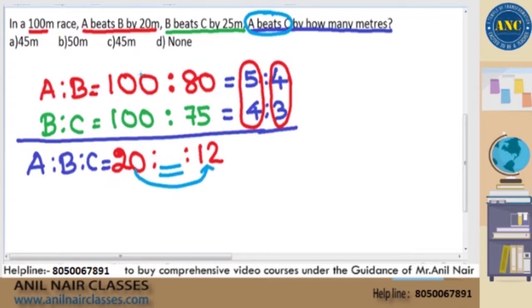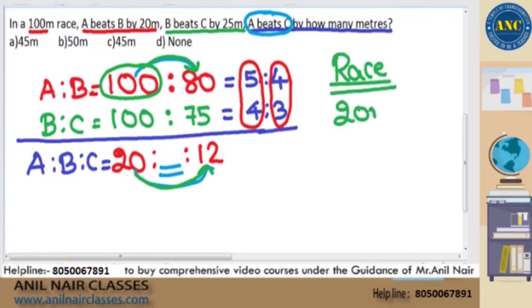What is the meaning of 100 is to 80? 100 is to 80 means in a 100-meter race, A beats B by 100 minus 80, 20 meters. Similarly, 20 is to 12 means in a 20-meter race, that means if the race length is 20 meters, A beats C by how many meters? 20 minus 12, which is 8 meters. A beats C by 8 meters.